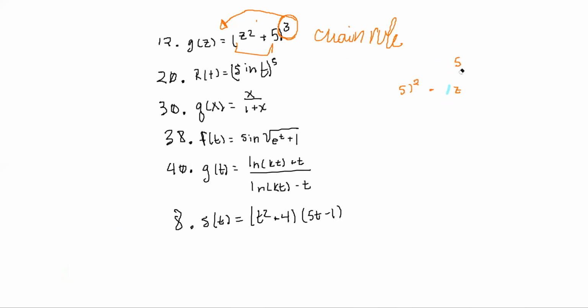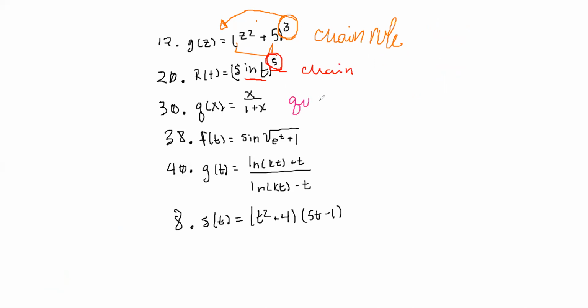Okay. All right, what about 20? Same sort of thing. You've got this 5 here. We want to use the chain rule because we've got a function, and then that function is all to the 5.